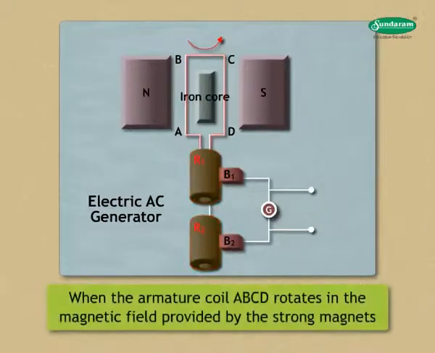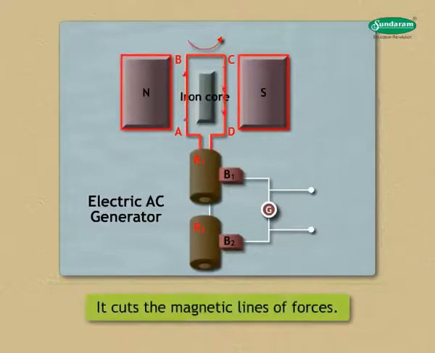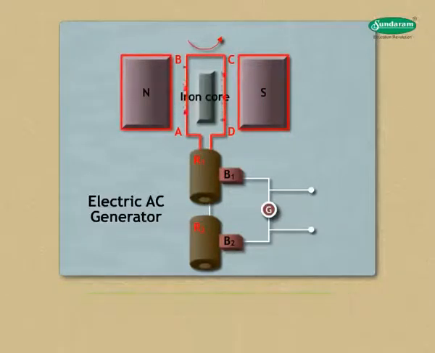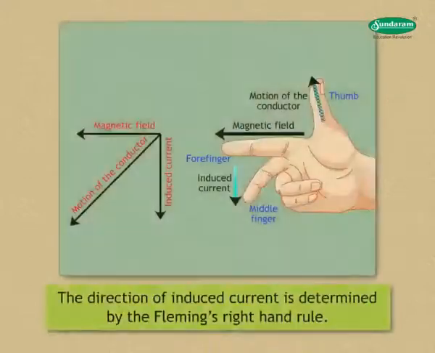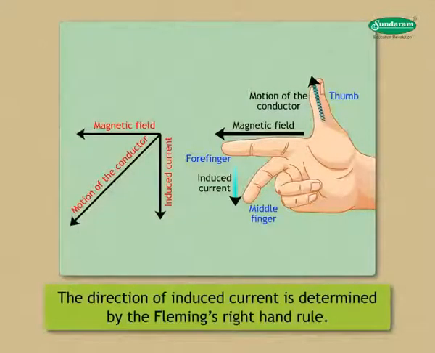Working. When the armature coil ABCD rotates in the magnetic field provided by the strong magnets, it cuts the magnetic lines of forces. Thus, the changing magnetic field produces induced current in the coil. The direction of induced current is determined by the Fleming's right-hand rule.